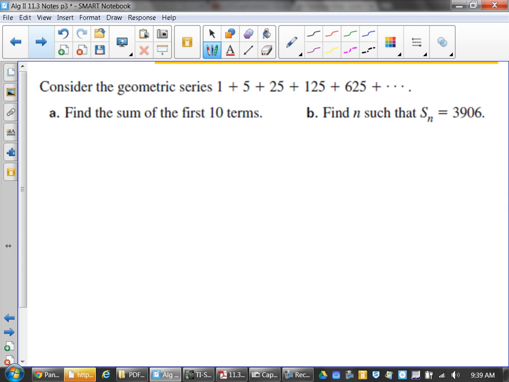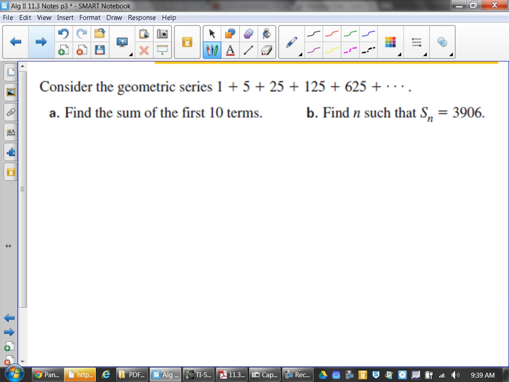All right. So let's take a look at this sequence. I'm going to start with something pretty simple here. 1 plus 5 plus 25 plus 125 plus 625. Could you probably tell what your rate is? That's 5 times 5. Good.